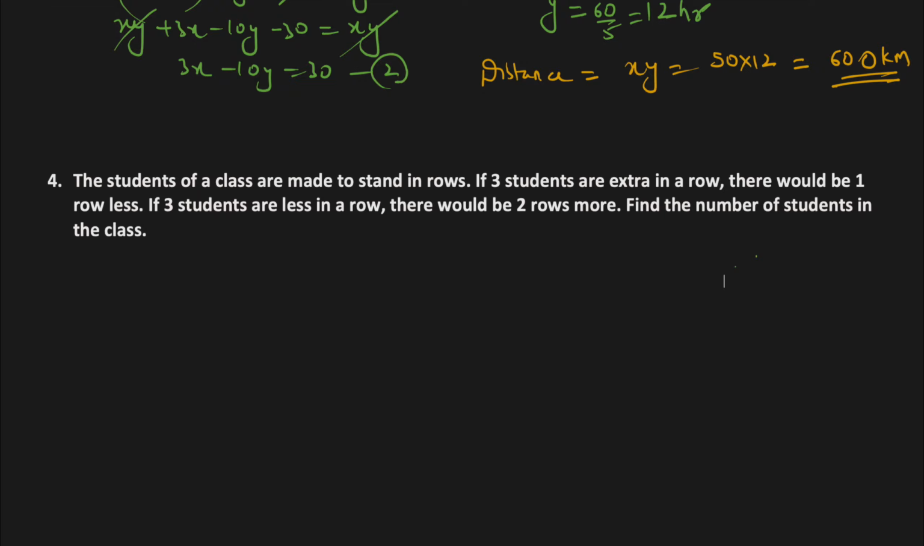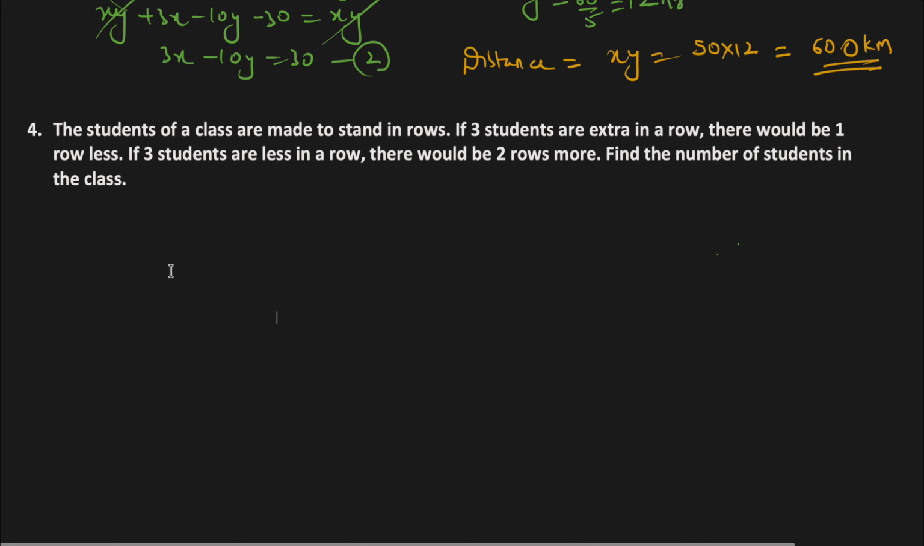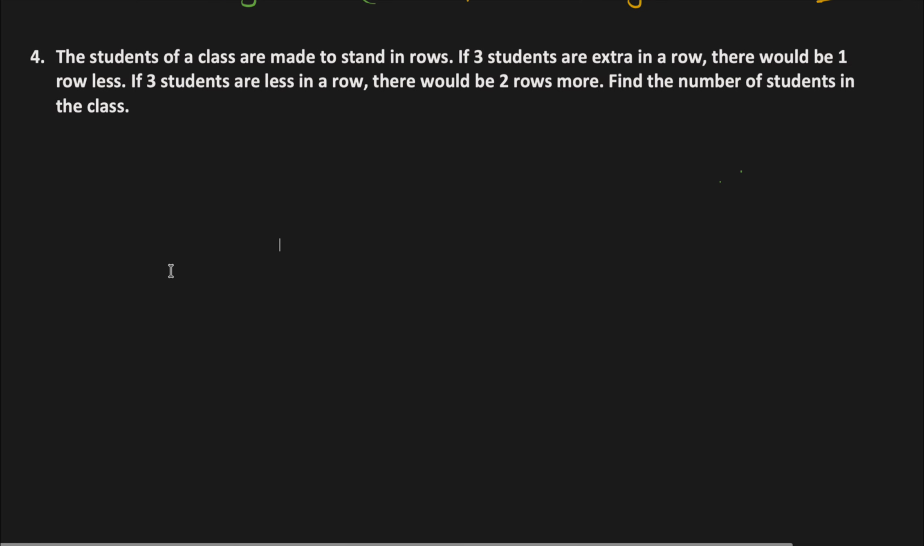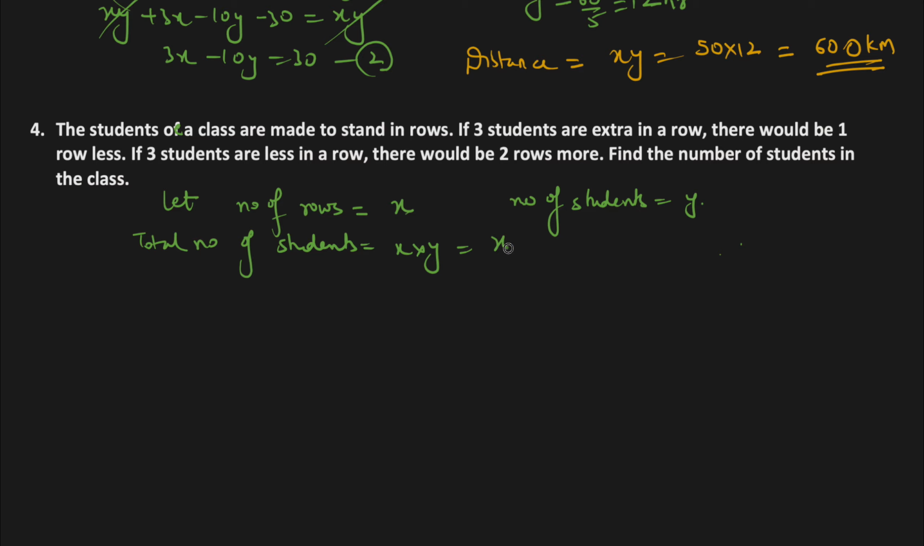Again, what we will do over here is we will assume, थोड़ा सा I'll make a space for this. So we will assume that number of rows is x लेते हैं, चलो ठीक है. The students of a class are made to stand in rows. If 3 students are extra in a row, and number of students in a row let us take as y. Okay, so what will be the total number of students? Total number of students will be how much? It is x into y, so that becomes xy.